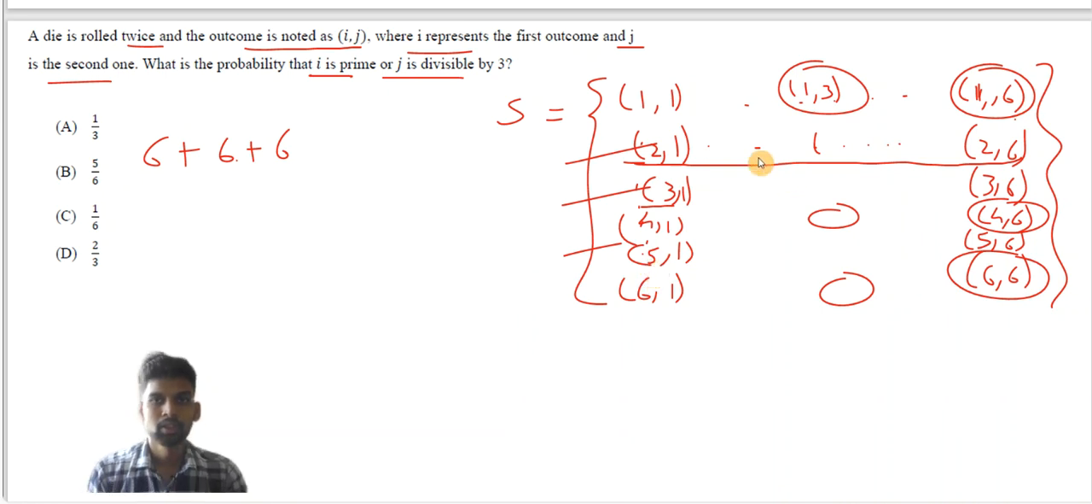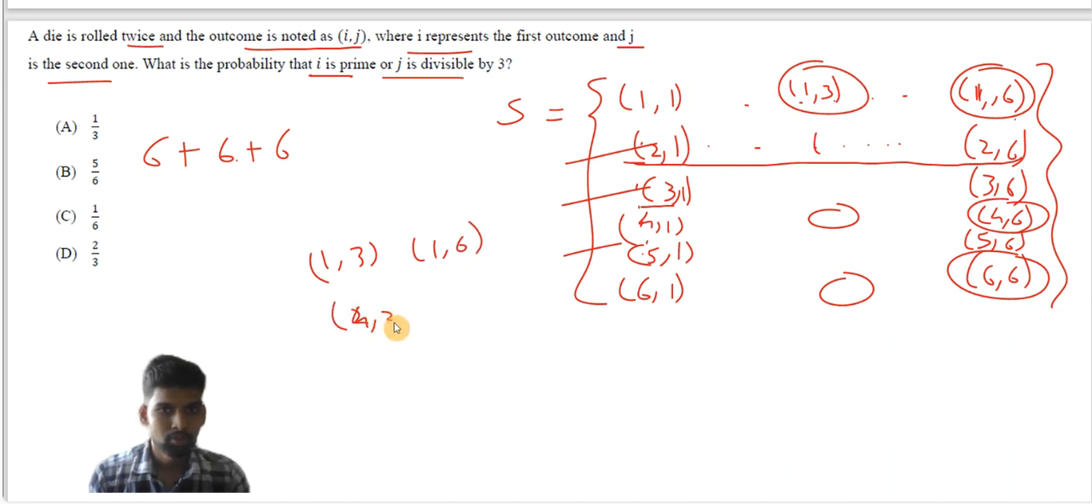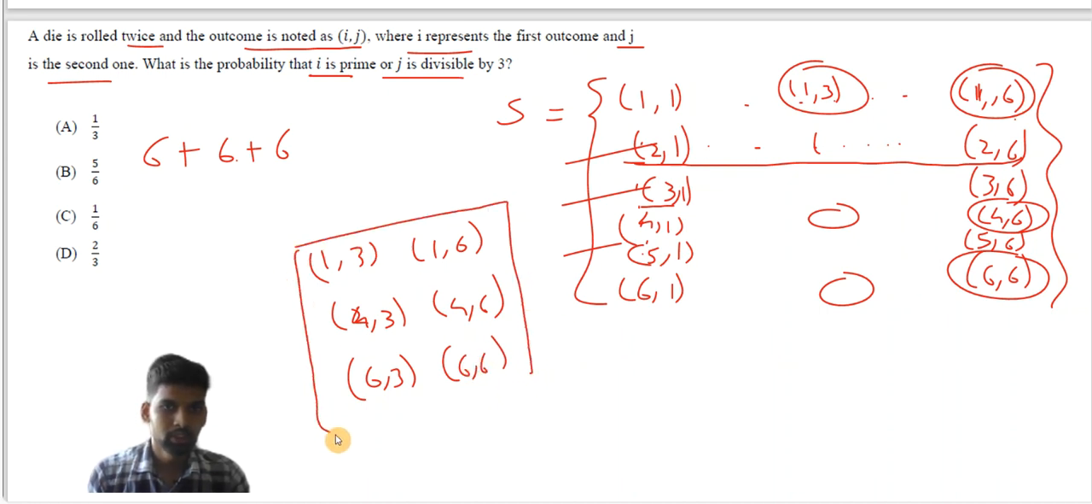Okay. So 1 comma 3, 1 comma 6, 2 comma 3 we have already taken. So 4 comma 3, 4 comma 6, and 6 comma 3, 6 comma 6. Okay, so these 6 points will also be added.